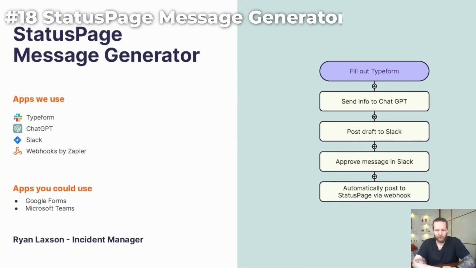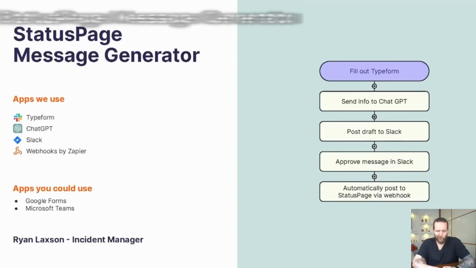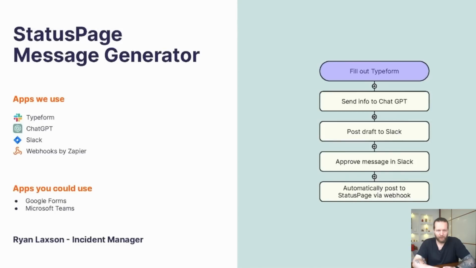That information is then sent to ChatGPT where the AI creates a message around a specific set of language rules. Once the message is drafted, it's posted to Slack for approval. And with the click of a button, it's automatically posted to our status page. We want to provide a cohesive and streamlined experience for our users.